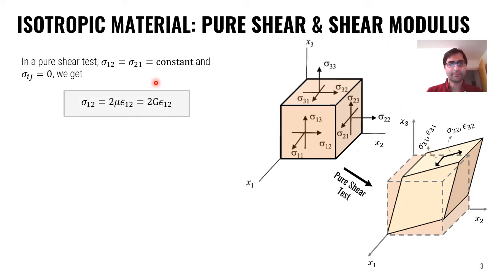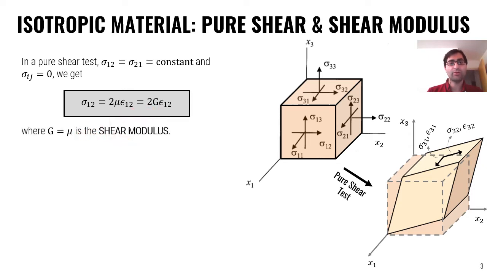but it's not the case in the text. Okay. Again, using the equation relating sigma and epsilon, we get sigma 12 is equal to mu epsilon 12, and that's basically G. So G is equal to mu, and that's called shear modulus.